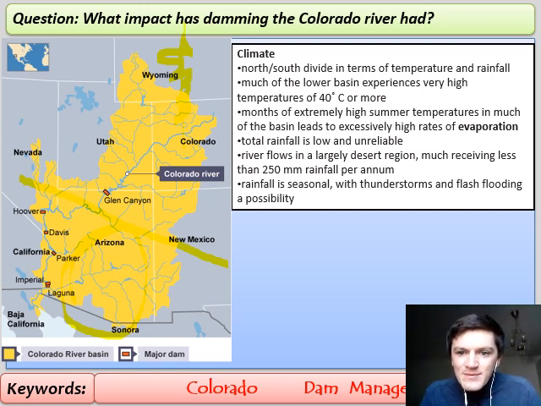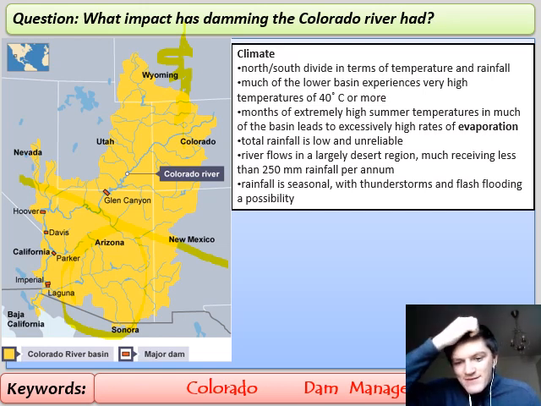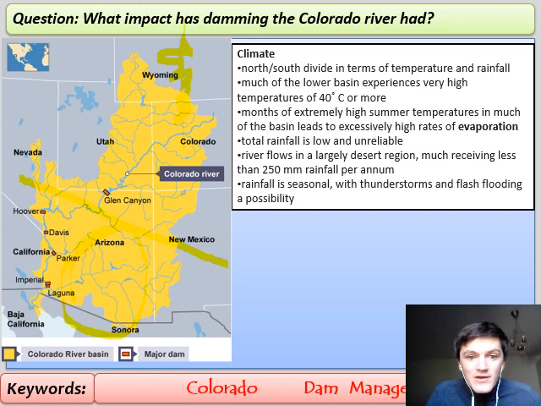Months of extremely high summer temperatures in much of the basin lead to excessively high rates of evaporation. So in the summer, it gets hot up here as well. The whole basin gets hot in the summer, which means lots of the water evaporates. It's not used by animals or humans. It actually just evaporates straight from the river.